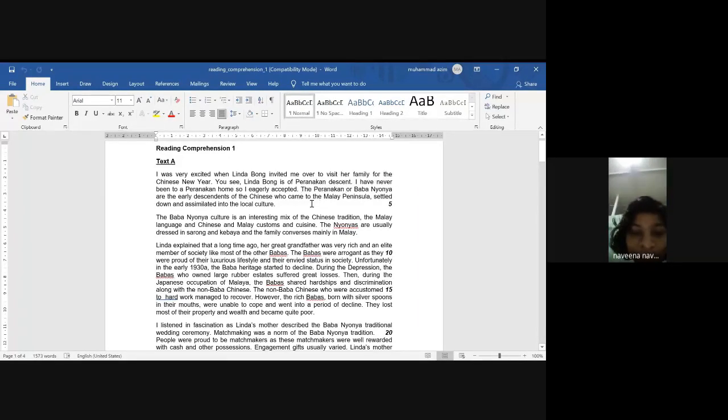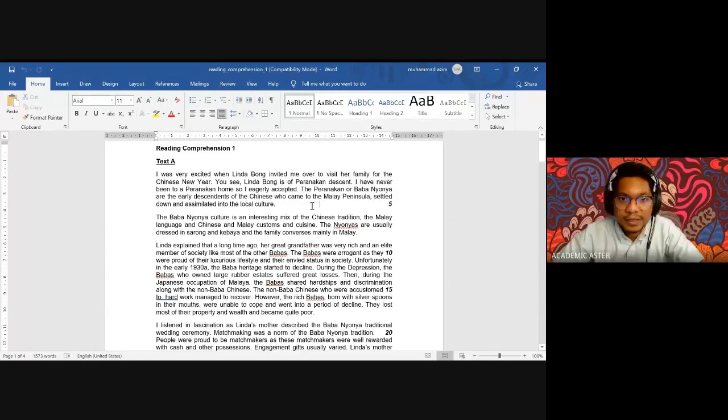The Peranakan of Baba Nyonya are the early descendants of the Chinese who came to the Malay Peninsula, settled down and assimilated into the local culture.